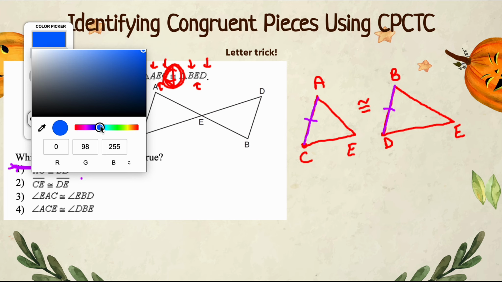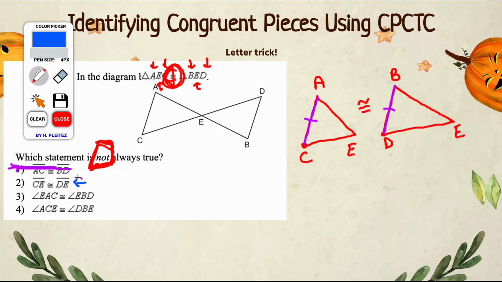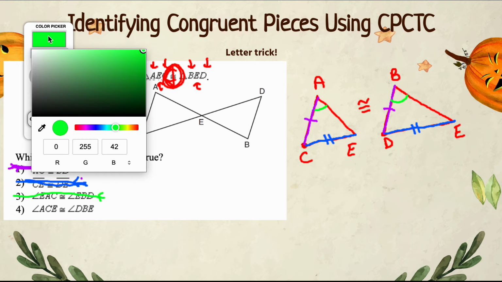Choice number 2, let's do in this blue color. It says CE is congruent to DE. So again, you can see that those are corresponding pieces. They are in the same general position in the triangle. So that is true. So we're going to cross that out. In green, let's do this one. It says angle EAC, which is here, is congruent to angle EBD, which is here. Right? And again, you can see that those are in the same general position in the top of that triangle. So that is true. So we're going to cross that out.